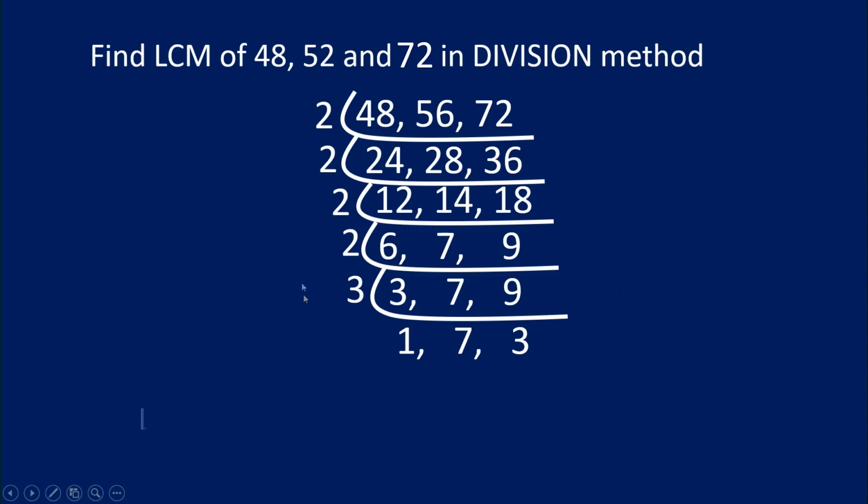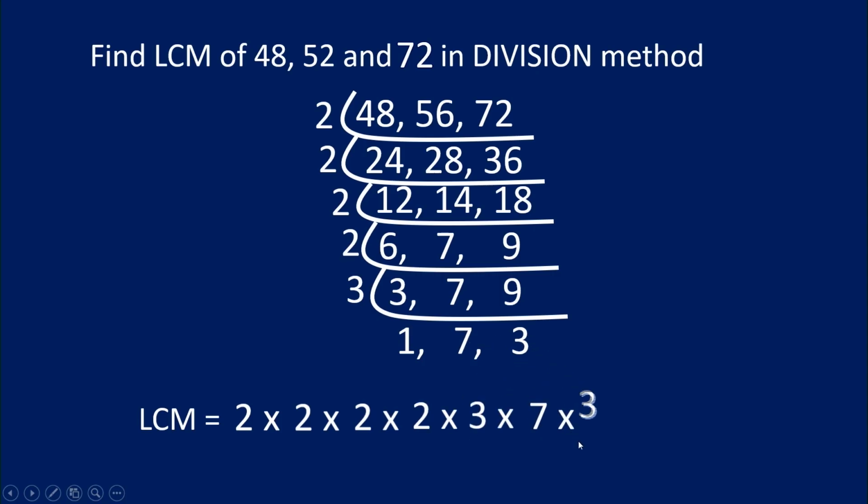Now copy all these numbers to get the LCM. 2 into 2 into 2 into 2 into 3 into 7 into 3 here. Now multiply in your notebook all these numbers. We are not getting any tens here, so multiply continuously. So we get the answer 1008. Check with your multiplication whether this is correct or not. Otherwise discuss with your friends and teachers.